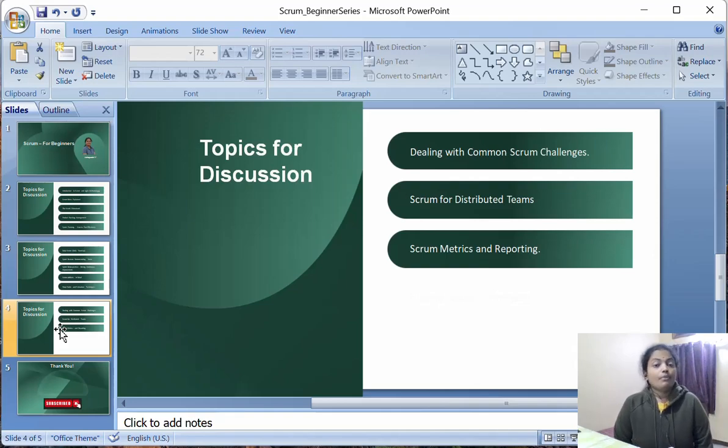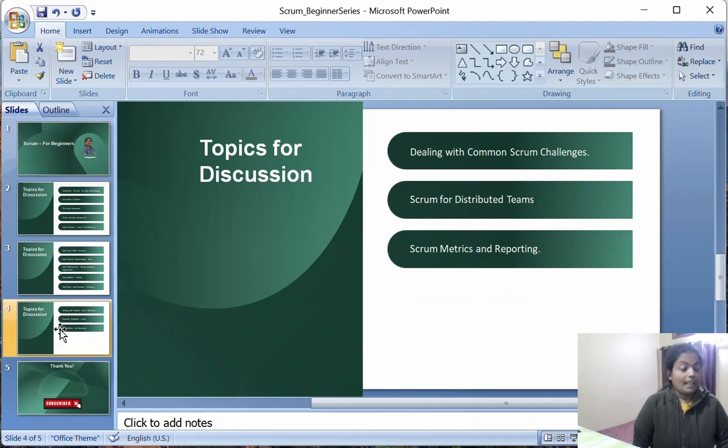The next one is Scrum for distributed teams. It's not always going to be co-located teams. Sometimes your teams are globally distributed. So, as a Scrum Master, how are you going to manage your teams? Or as a Product Owner, how are you going to ensure that you are connecting with your team members? All those things are going to be discussed as part of this topic.